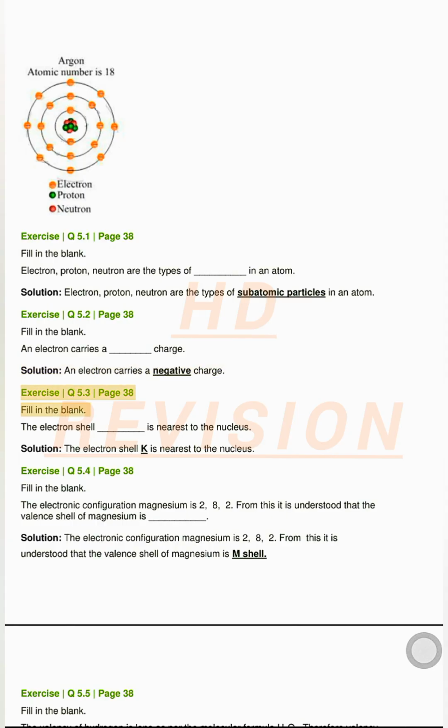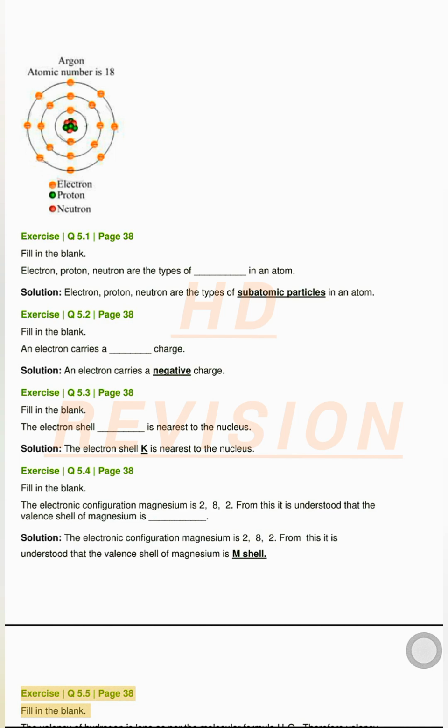Exercise Q 5.3, page 38: Fill in the blank. The electron shell blank is nearest to the nucleus. Solution: The electron shell K is nearest to the nucleus. Exercise Q 5.4, page 38: Fill in the blank. The electronic configuration of magnesium is 2, 8, 2. From this it is understood that the valence shell of magnesium is blank. Solution: The valence shell of magnesium is the M shell.